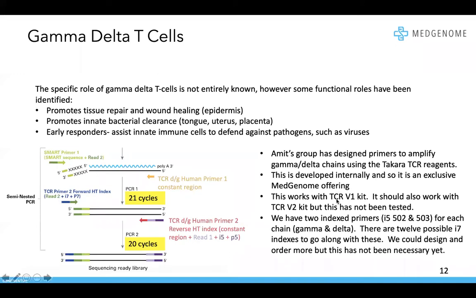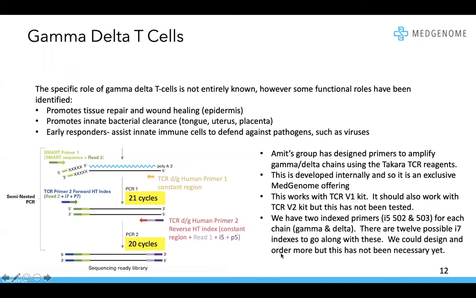As a note here, we've only ever tested this with the TCR V1 kit. Again, we do have this in stock until it's depleted, but Takara has discontinued it. So at some point we'll have to test it with the TCR V2 kit. I expect it'll work, but we still need to test it. And if not, it should be somewhat easy to design new primers that will work with the V2 kit.